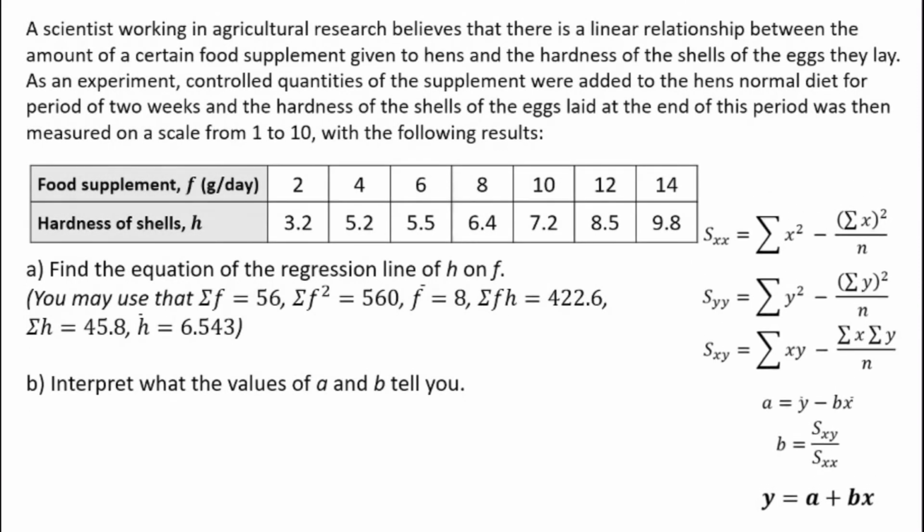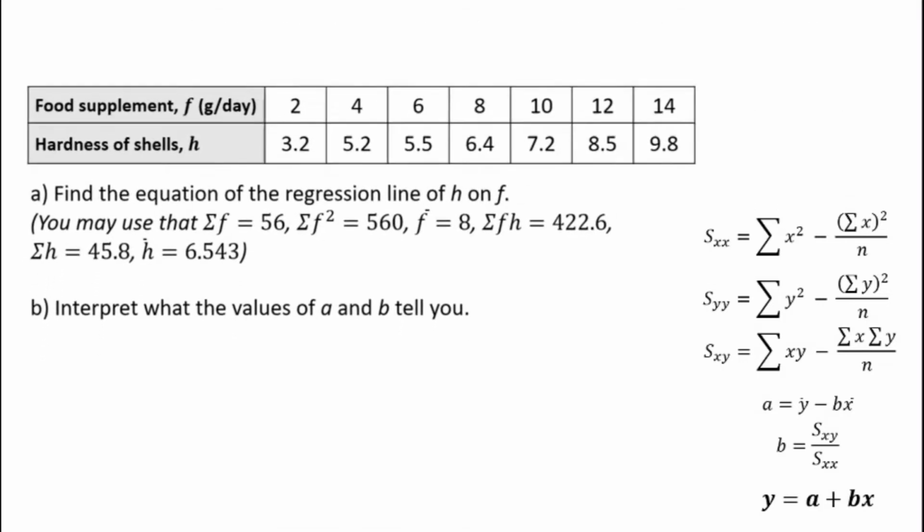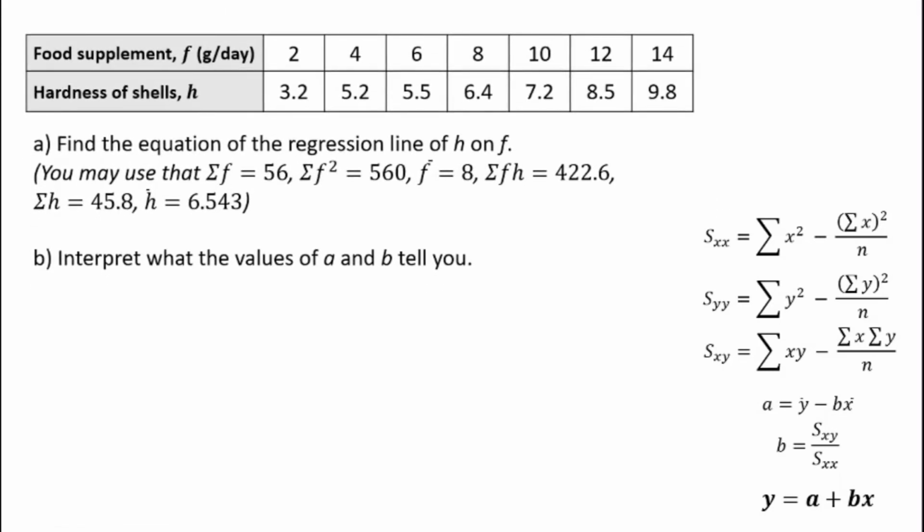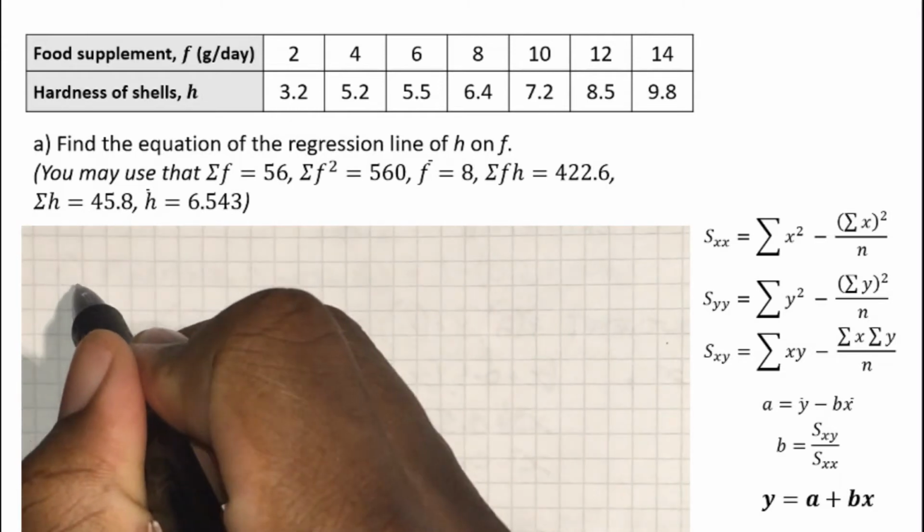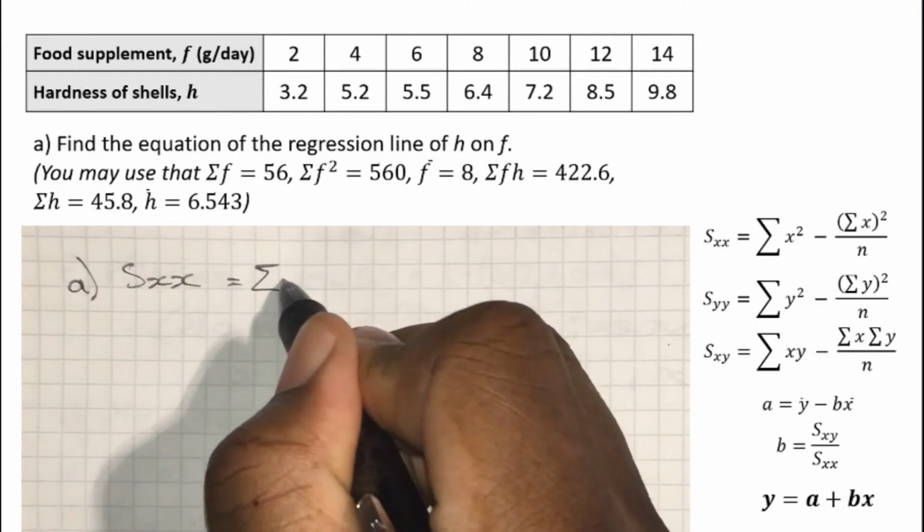Okay, let's have a look at another case which will be slightly trickier. Here we have some data about the amount of food supplement given to some chickens and the hardness of the eggs that they lay. Here, if you notice, we're not using x and y as we usually would, but we have different variable names. So just be on the lookout for that, and don't let it throw you off. We've been asked to find the equation of the regression line of h on f. We've not been given much to go on. We've just been told that, and we need to do all of the preceding steps ourselves.